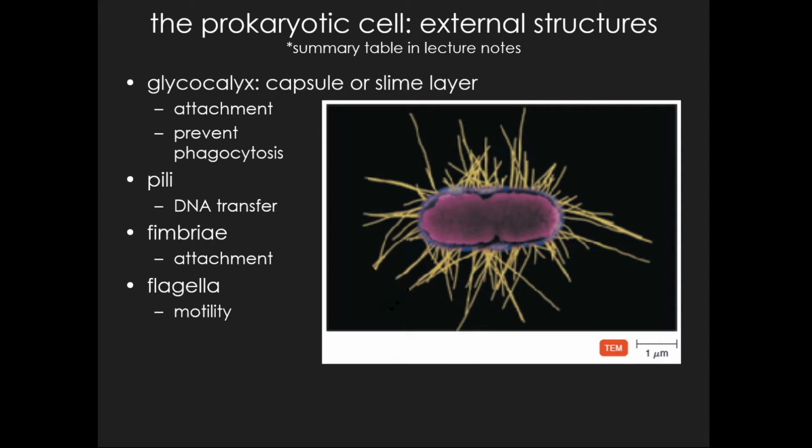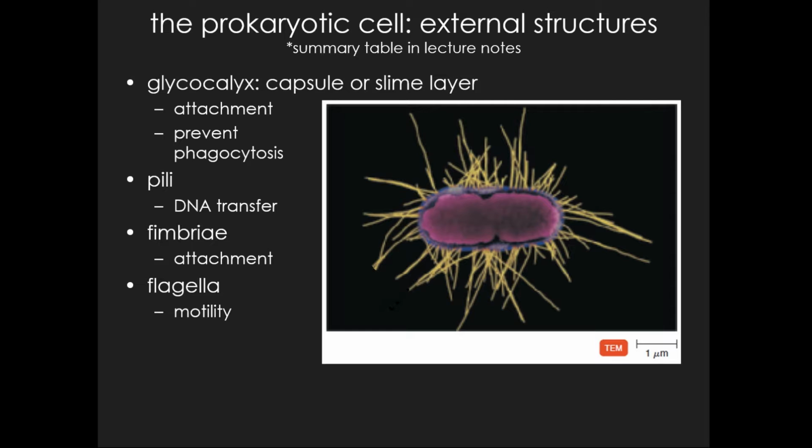Fimbriae are hair-like projections on the surface of the cell and are commonly mistaken for cilia. They're not cilia. They have nothing to do with motility. They don't move. They're rigid structures. The closest thing that you could think about fimbria being like would be Velcro. So they're really helpful for bacteria to attach to a substrate, like the slime layer.